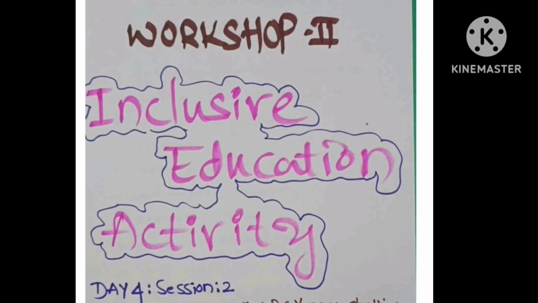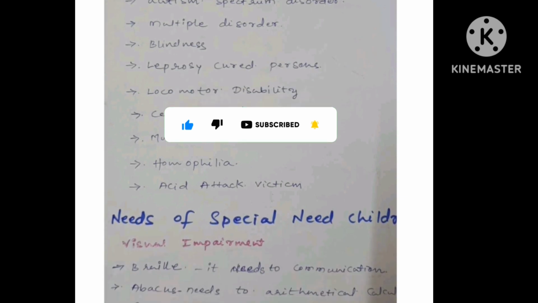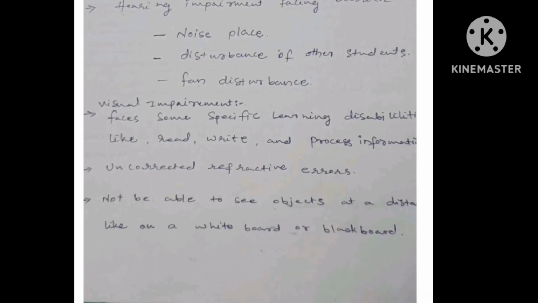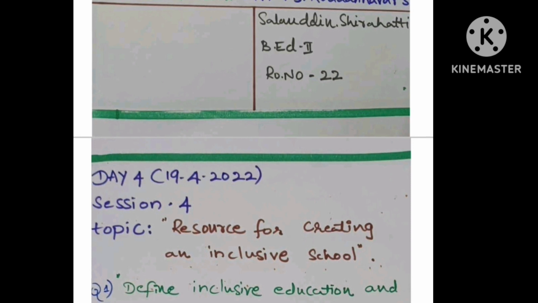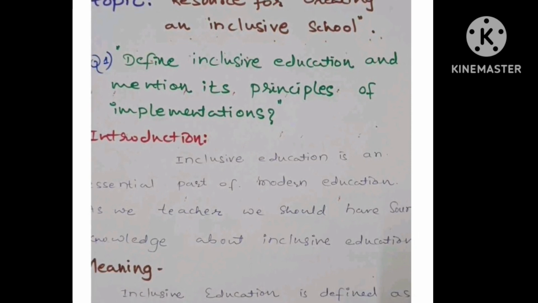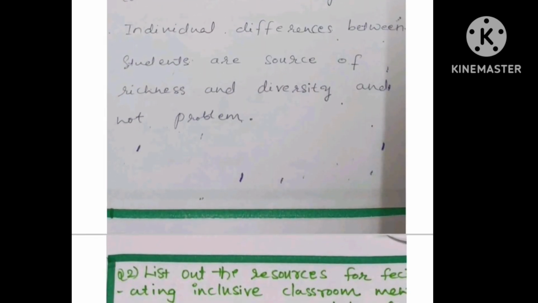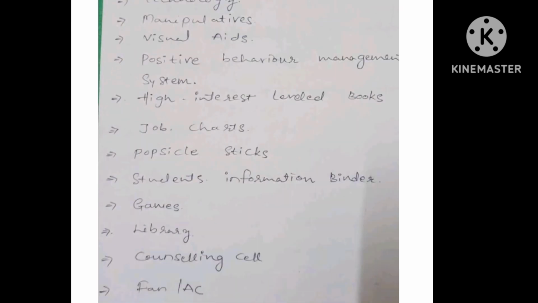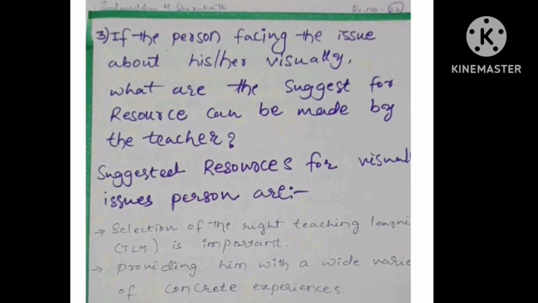Next activity is the inclusive education activity. This is also categorized by special need child, needs of special need children, like VI means visual impairment, and barriers of social needs. Next activity, resources for creating an inclusive school. This is a group activity, and the topic is resources for creating an inclusive school. Question number 1, define inclusive education and mention its principles of implementation. Introduction, the meaning, principles of inclusive education. Question number 2, list out the resources for facilitating an inclusive classroom, and those resources' special benefits. As you can look here, have a look to see more and more points.